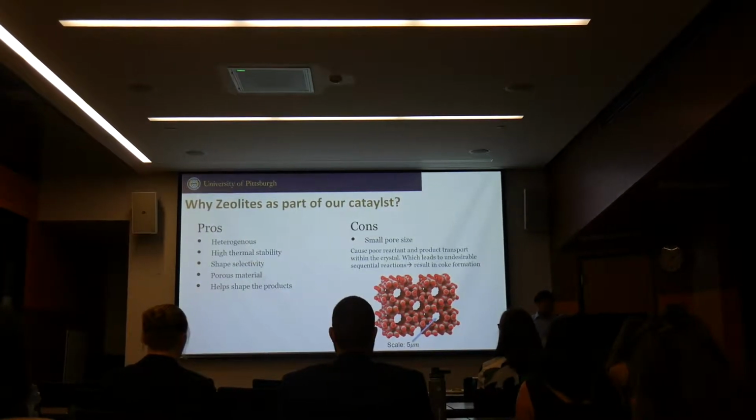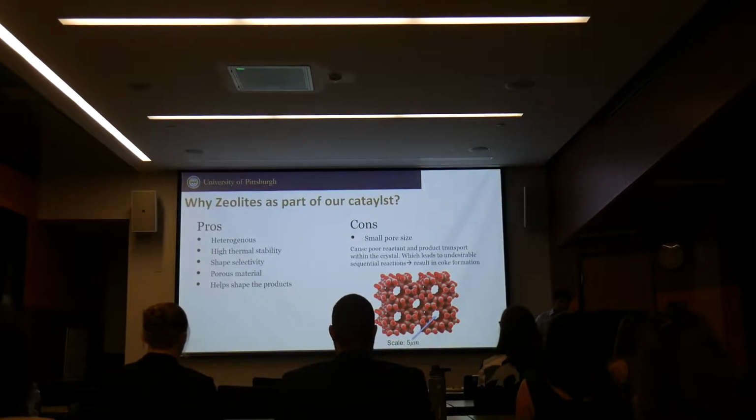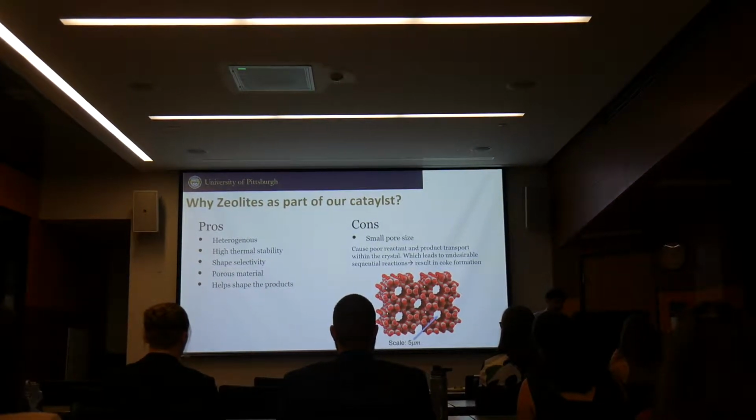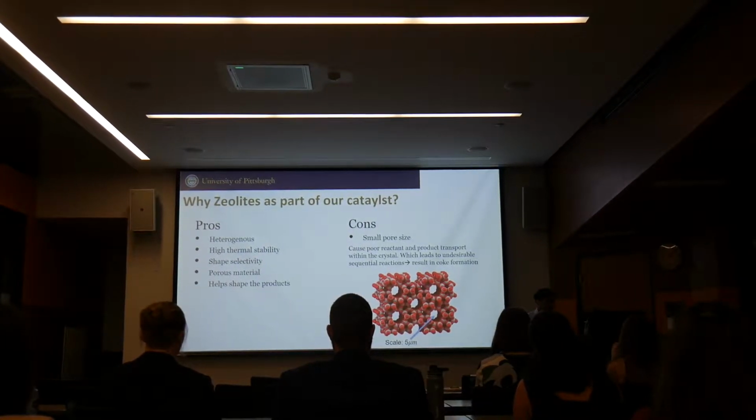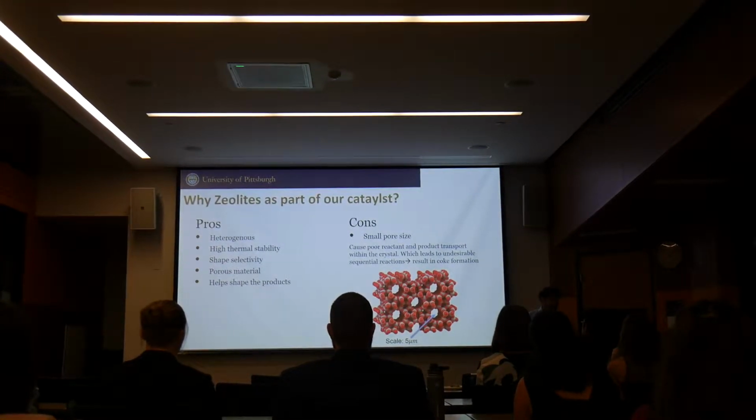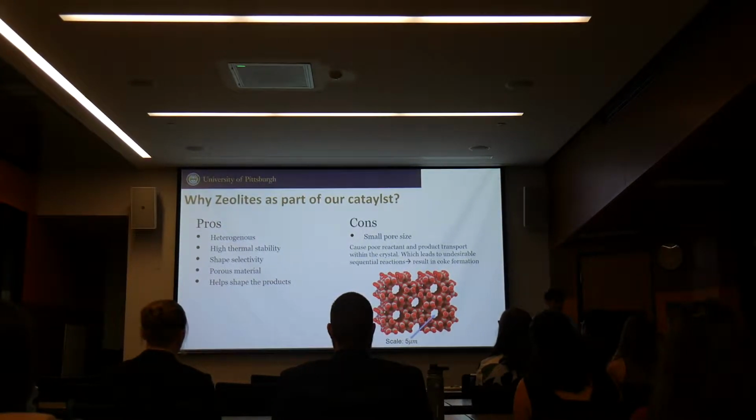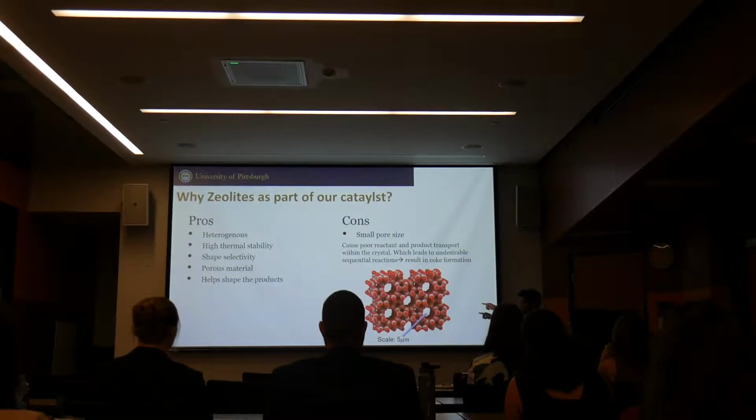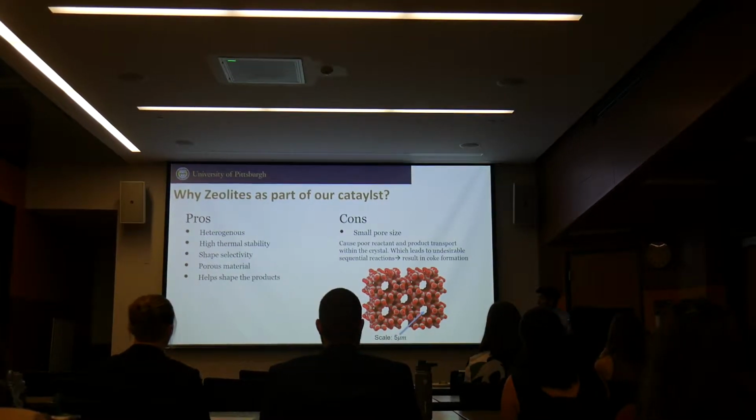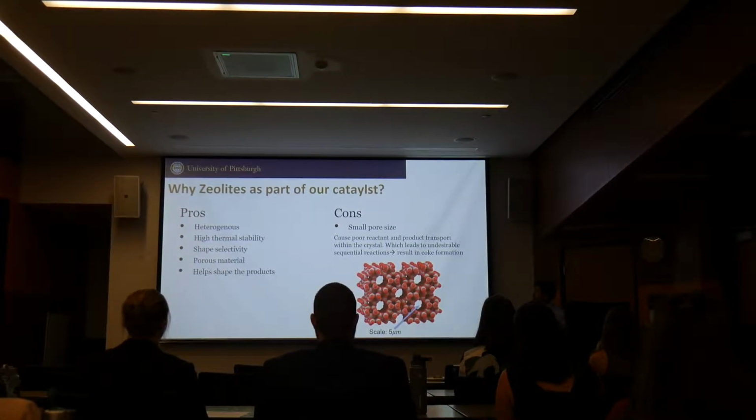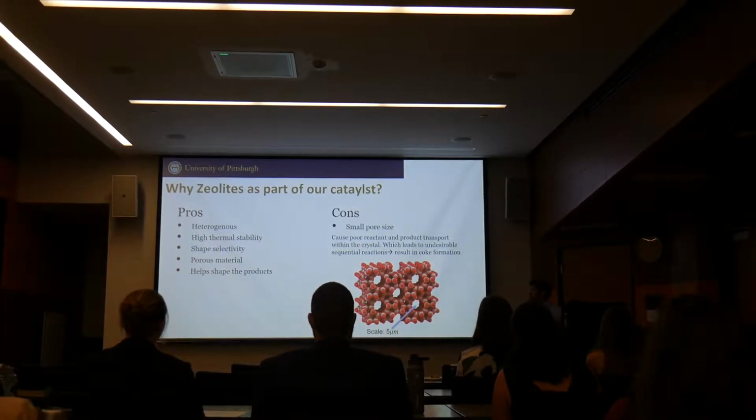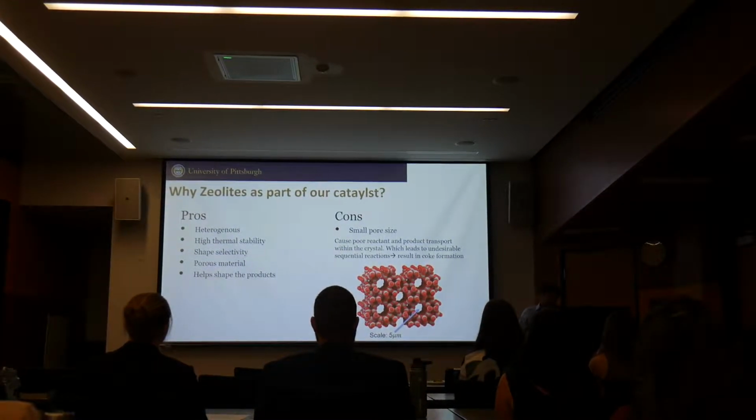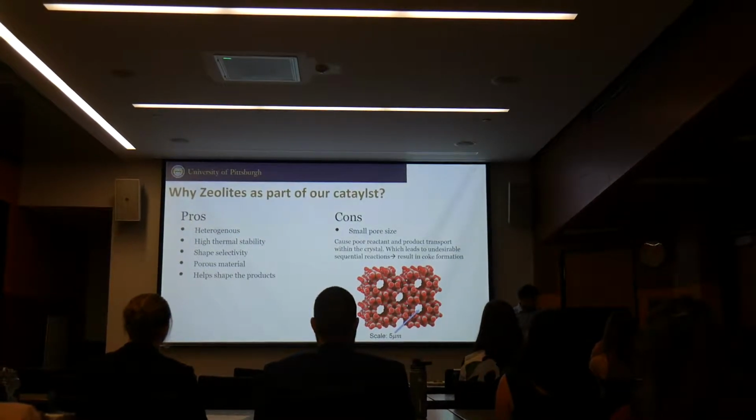So why is zeolite part of our catalyst? A zeolite is a silicon and aluminum oxide tetrahedral structured catalyst. It's heterogeneous, has high thermal stability, and is shape selective. It's a porous material, as I said before, and the reaction actually happens inside these pores, which helps shape the products. The con is that it has a small pore size, which can result in coke formation because of poor reactant and product transport within the crystal.